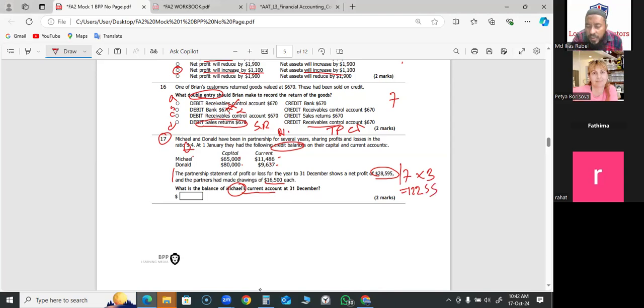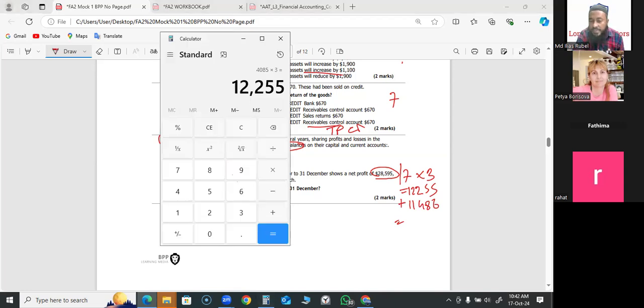The partnership statement of profit and loss shows the net profit, and the partners had made drawings of this much. What is the balance of Michael's current account? Do they have any other current account? Michael has 11,480. We have to add this to the profit. This is a positive value, and minus the drawings basically. The available money Michael had is 23,741, minus drawings.